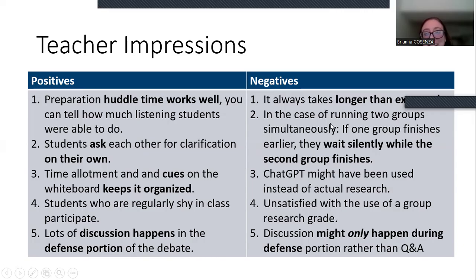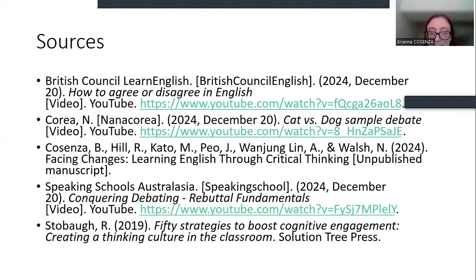Every year I do this, it takes longer than expected, and we have to rush at the end. I also noticed that since I have two groups running at the same time, if one group finishes earlier, they have to wait silently while the second group finishes. So that's a little awkward. And sometimes discussion might only happen during the defense portion, and I did have one group that didn't discuss much in Q&A. So yeah, I think that's just about time. Here are my sources. And thank you again for listening.